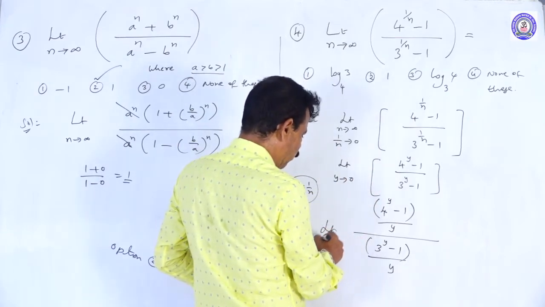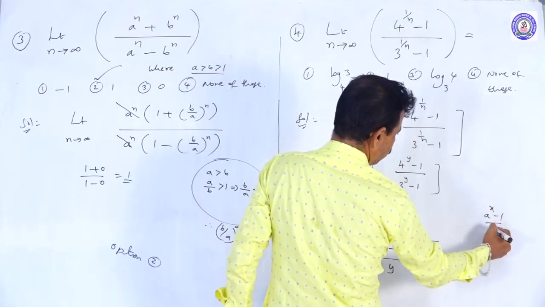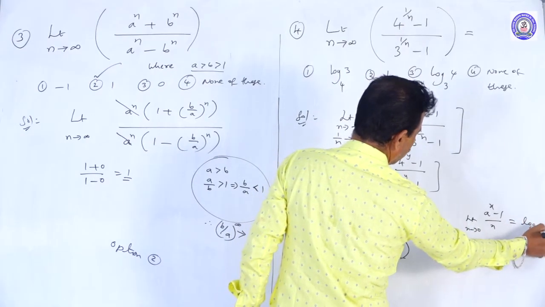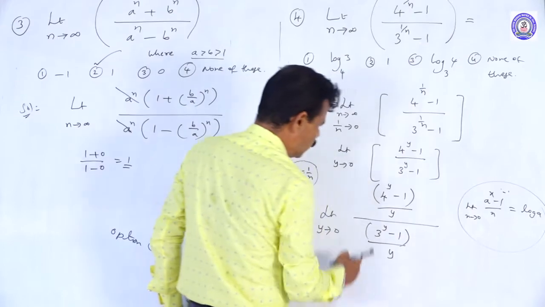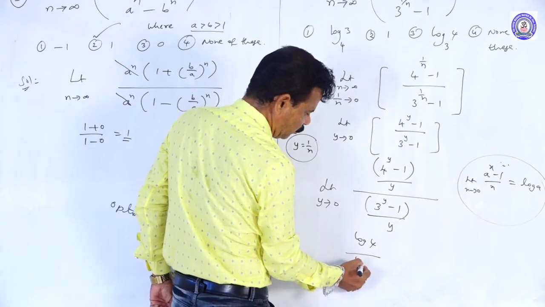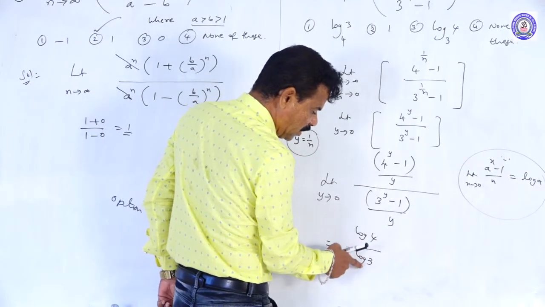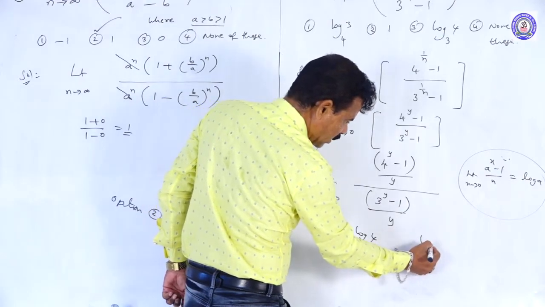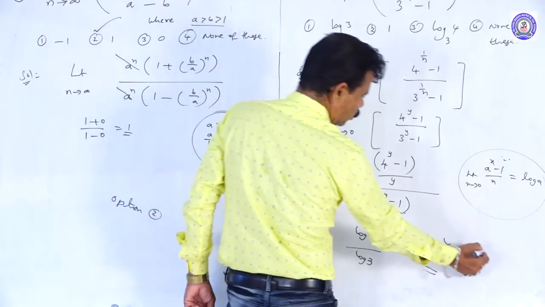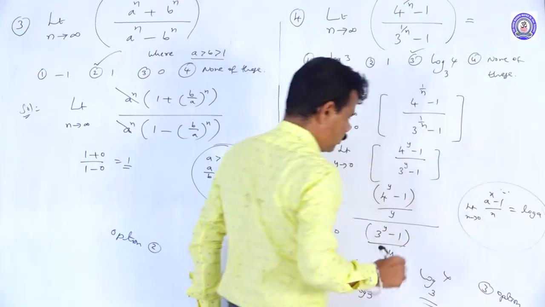So limit y tends to 0. According to a power of x minus 1 by x, limit x tends to 0, it is the log a formula. By using this formula, this is log 4 and the denominator log 3. It is also written as here base e, here base e. It is also written as log 4 base 3. Log 4 base 3, third option. This option is the right answer.